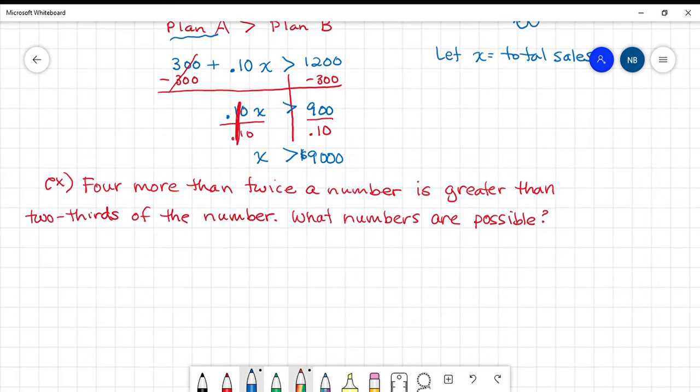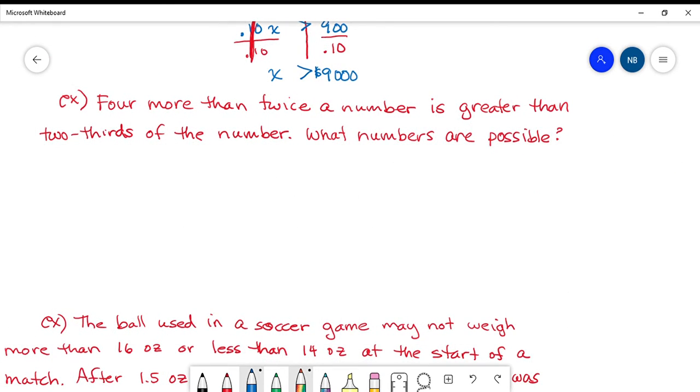All right, next. 4 more than twice a number is greater than 2/3 of the number. What numbers are possible? This is another one of those problems where you see the words more than, which sounds like an inequality, but it's really indicating addition. Here's the inequality. Is greater than. It's that verb right here. Is, the linking verb, tells you to use a greater than symbol over there.